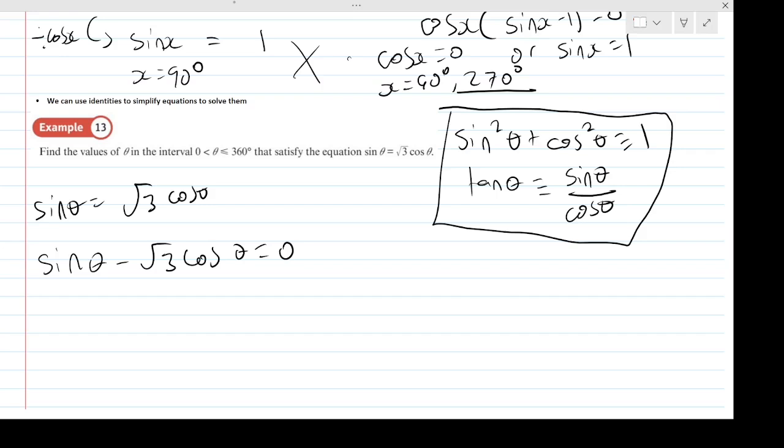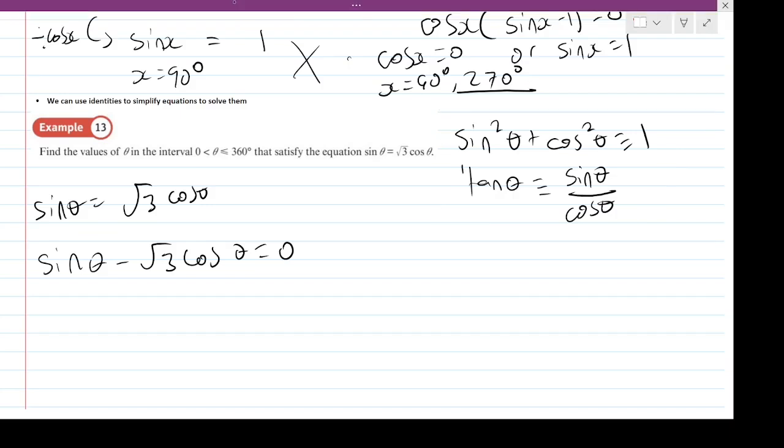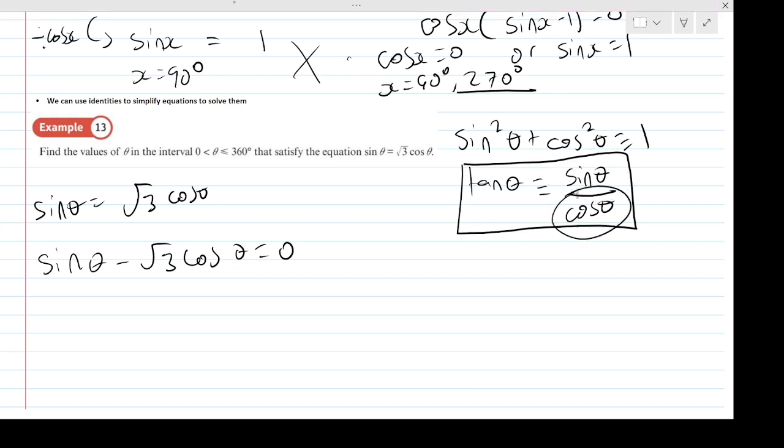So what am I going to divide by? Well, I could either divide by sine or cos. This tan identity will help me: I have sine theta over cos theta. So let's try dividing the equation by cos theta.